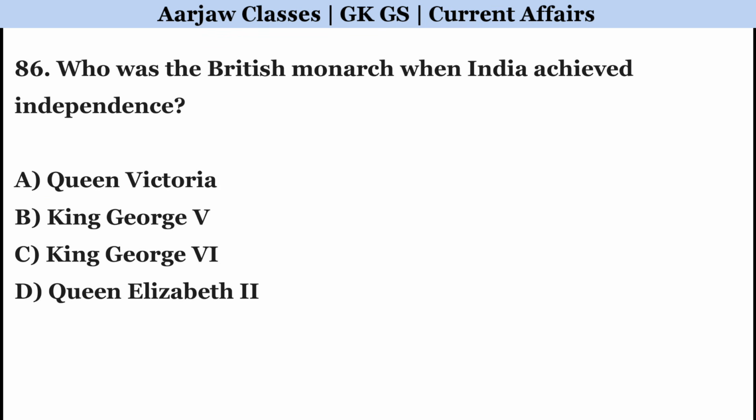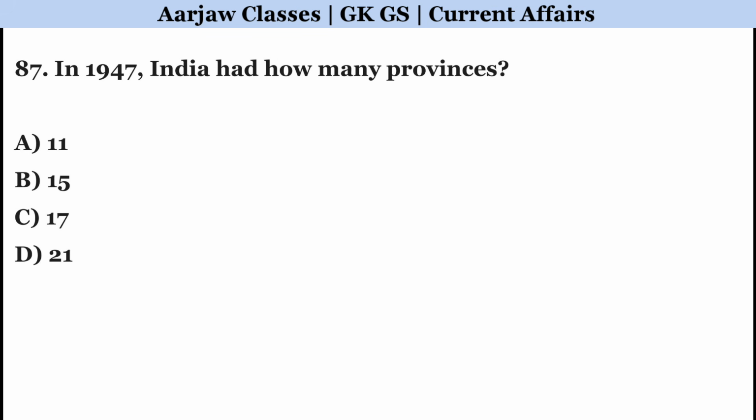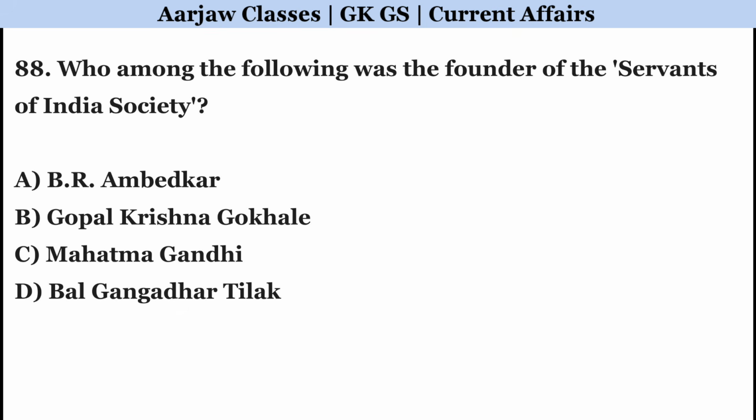Who was the British monarch when India achieved independence? Correct option is C. King George VI. In 1947, India had how many provinces? Correct option is A. 11. Who among the following was the founder of the Servants of India Society? Correct option is B. Gopal Krishna Gokhale.